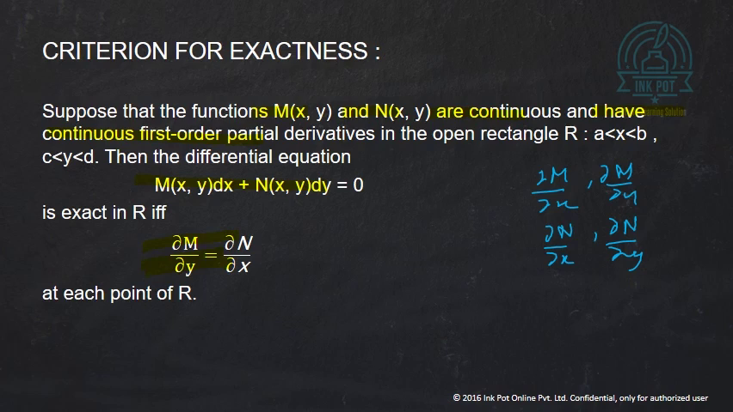So for all x in (a,b) and y in (c,d), this condition should hold, that is ∂M/∂y is equal to ∂N/∂x. Then the equation would be exact. This is an if and only if condition. So to check whether this kind of equation is exact, you just have to check that this condition given by star holds for all points in this rectangle. So let us see an example.